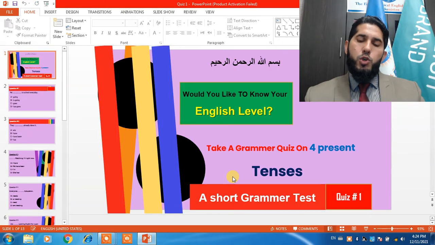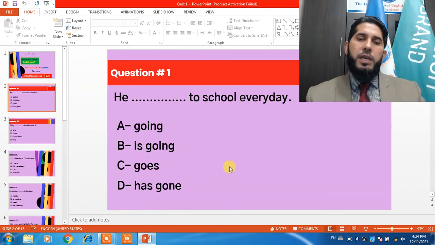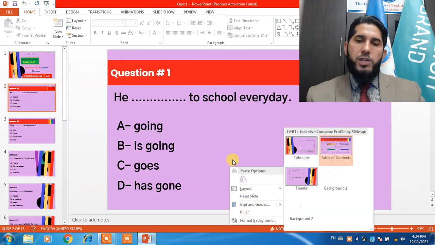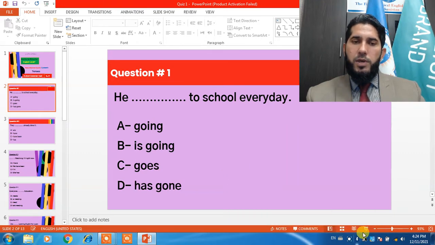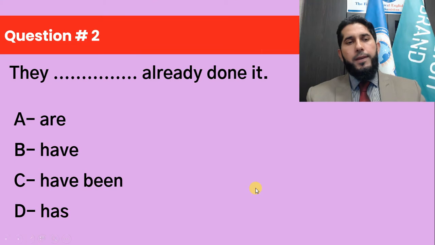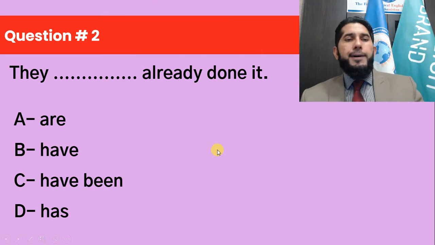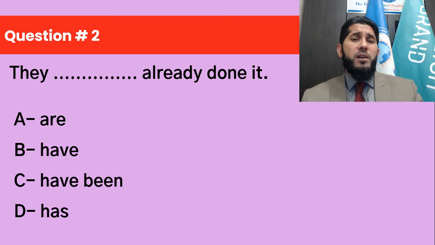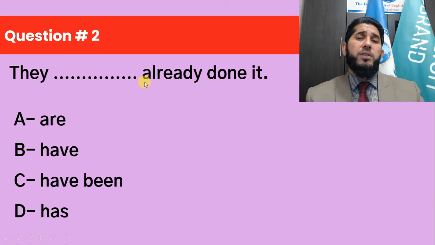Now we will have a quick review of all these 10 questions, and I'm going to be giving you a short explanation regarding each question. Okay, so number one. Now look, they are already done it incorrect because it's present perfect tense. You see the main verb in third form, done. So our auxiliary should be have or has according to the subject. The subject is they, so the auxiliary should be have. Therefore A is incorrect.